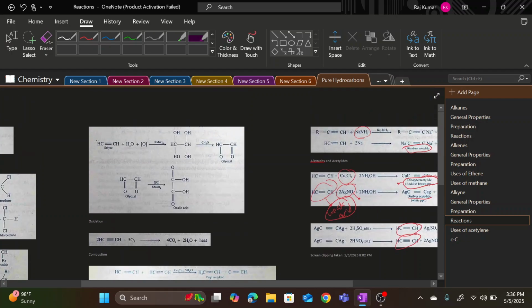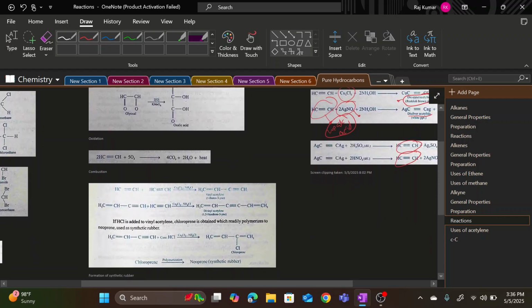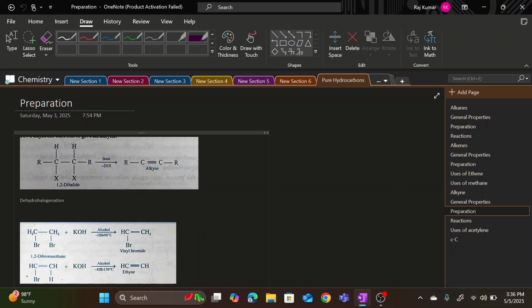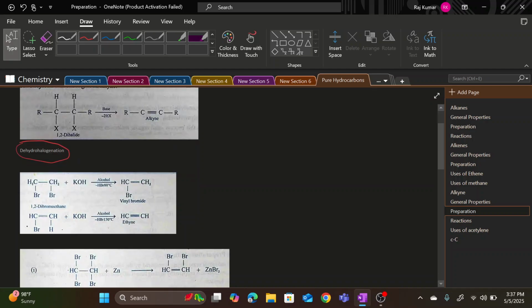Alright, so now let's move on to the preparation. How can we prepare this? For preparation of alkyne, the first method we use is dehydrohalogenation. Dehydrohalogenation involves the removal of a hydrogen halide molecule. It can be removed in the presence of alcohol. We take potassium hydroxide in an alcoholic solution, and then we essentially get the alkyne.